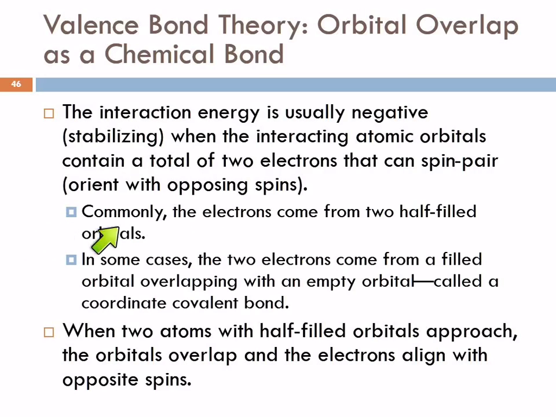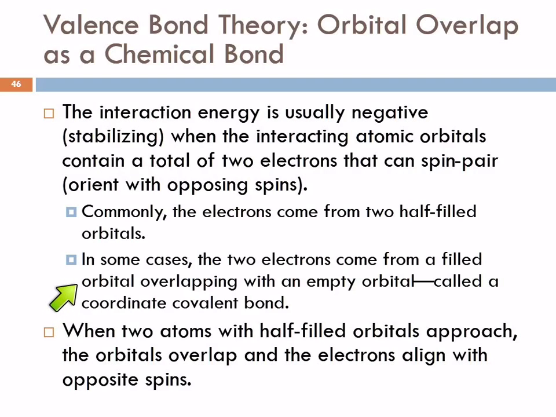So usually what happens is we have two half-filled orbitals. They each have one electron in them. They overlap. The two electrons spin pair, and we have an attraction and a bond forms.